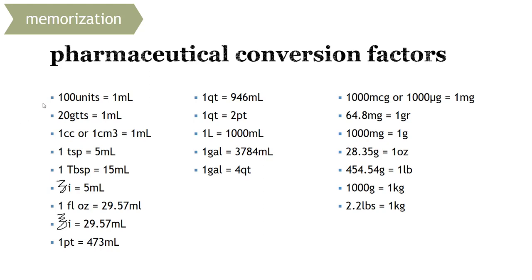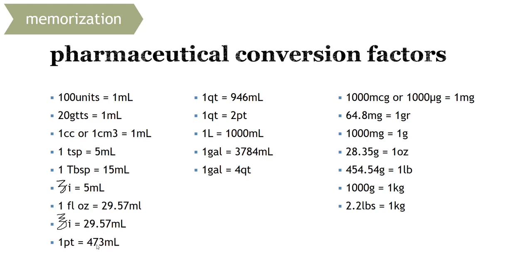So we have 100 units is 1 ml, 20 drops is 1 ml, 1 cubic centimeter, which can be written as 1 centimeter cubed, is the same as 1 ml. 1 teaspoon is 5 mLs, 1 tablespoon is 15 mLs. This figure and this other figure down here are other ways of writing teaspoon. Down here is another way of writing fluid ounce. The abbreviation for fluid ounce is FLOZ. 1 fluid ounce is 29.57 milliliters.